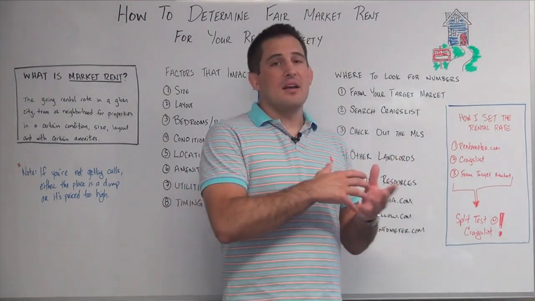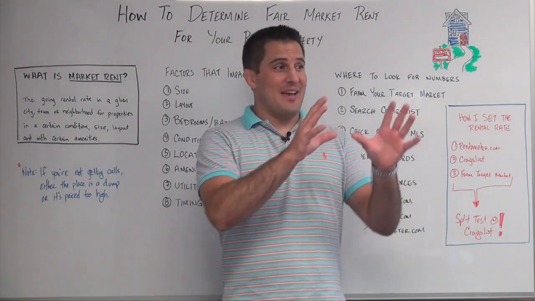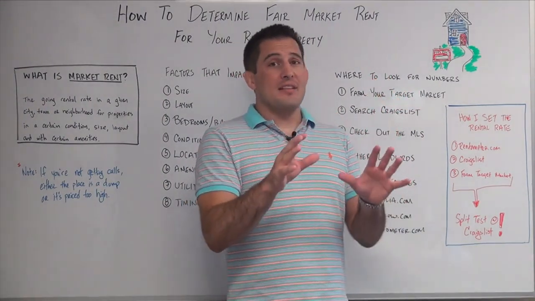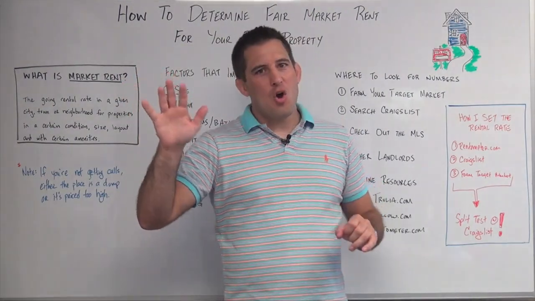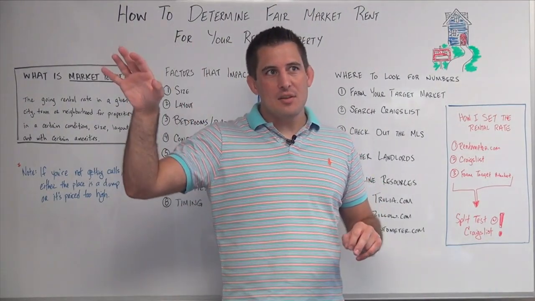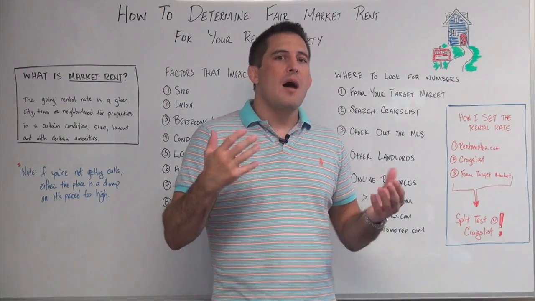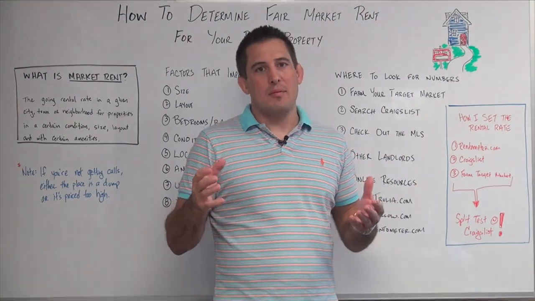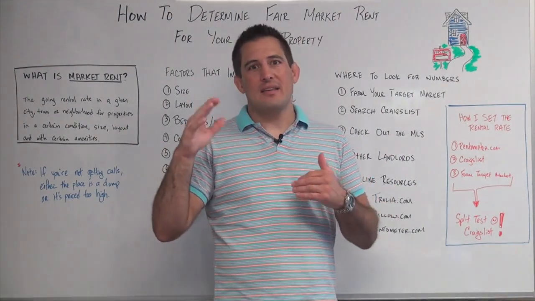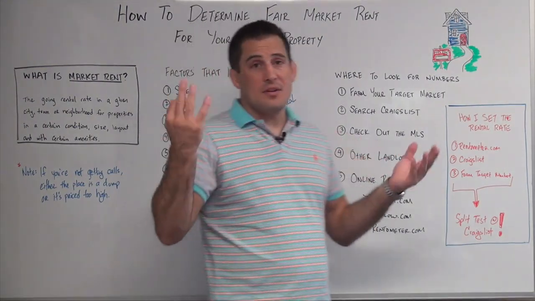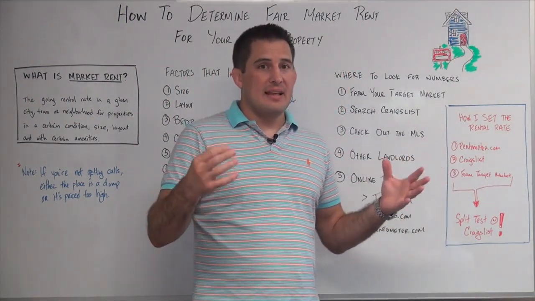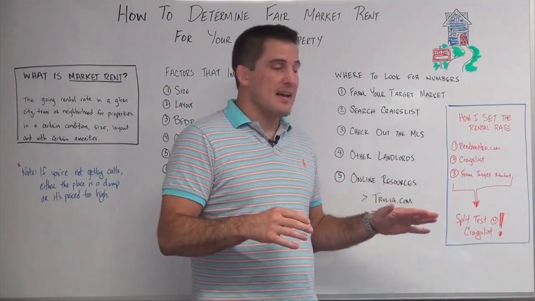Then I'm going to evaluate, okay, these properties in the middle are not nearly as nice as my property. The ones on the high end are okay. They're a little bit nicer than my property, but we're somewhere in there. I'll figure that I'll probably rent it for the higher end of that median price range. So then what I'm going to do is take that data and split test.